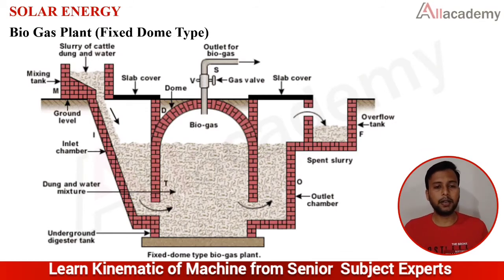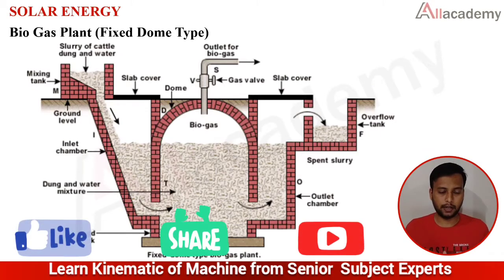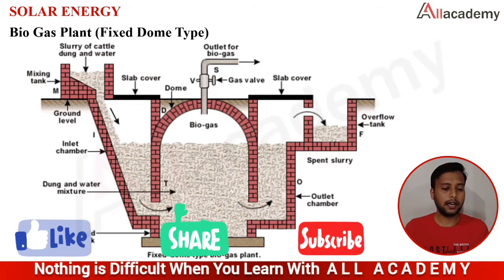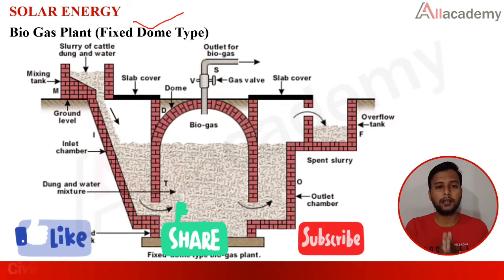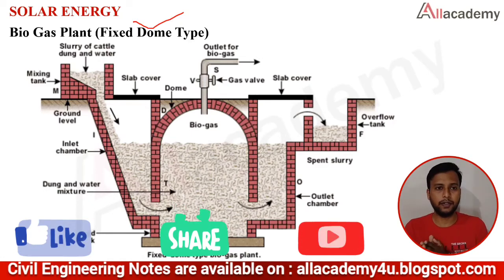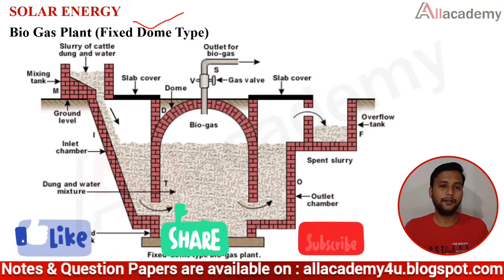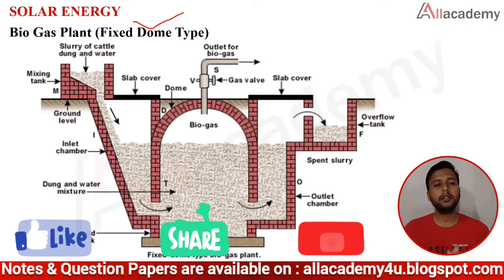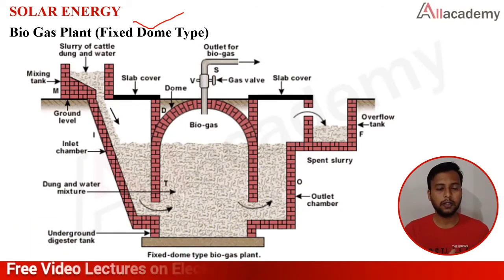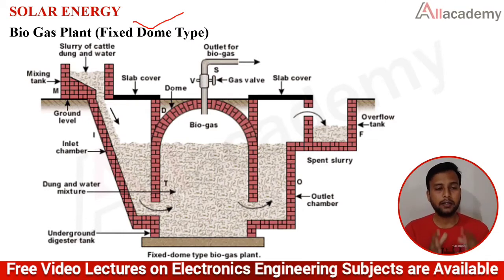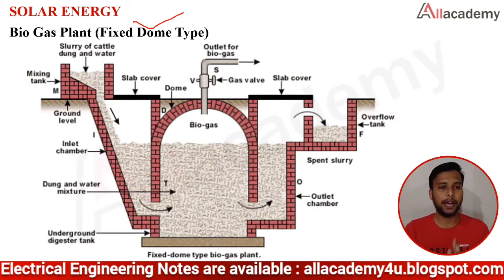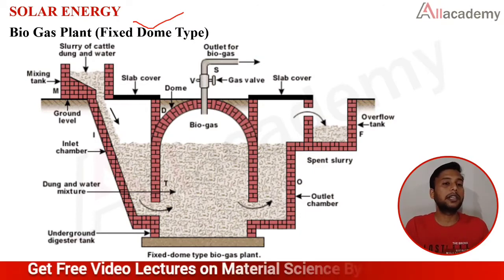This is a simple layout of a biogas plant, or biomass plant, and it is a fixed dome type. In a biomass or biogas plant there are different types of designs, and this is a very common, traditional one, called the fixed dome type. Whatever energy plants, vegetables, organic waste and animal waste there are, they are made into slurry or paste, or chopped into small pieces, so that the chemical reaction takes place easily.